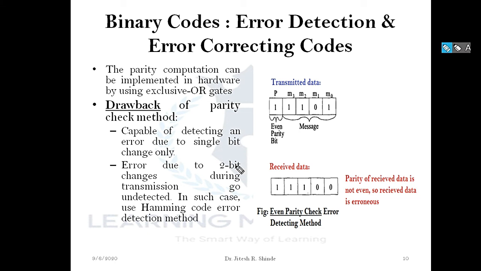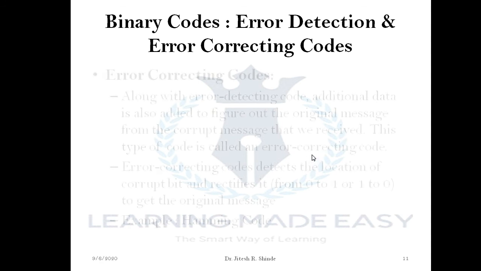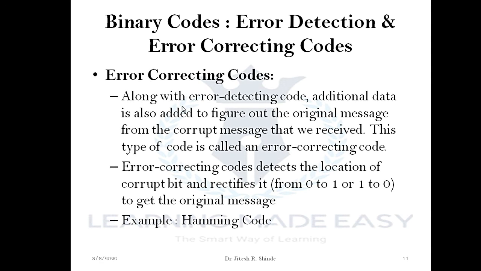To overcome this drawback, the Hamming code error detection method is used. An error correcting code is one where, along with the error detecting code, additional data is also added to figure out the original message from the corrupt message that we received. Such a type of code is called an error correcting code. An error correcting code detects the location of the corrupt bit and rectifies it from 0 to 1 or from 1 to 0 to get the original message.